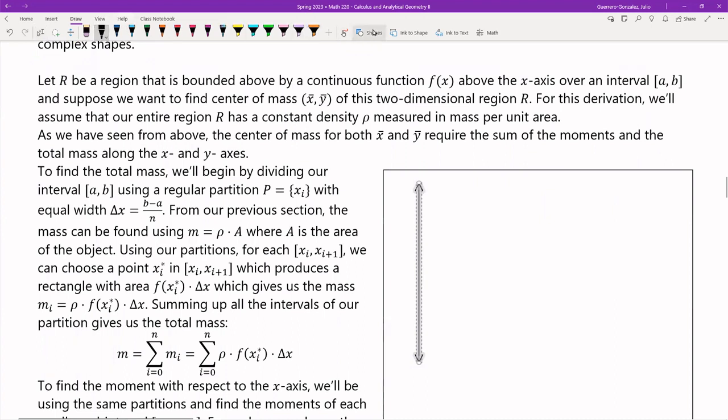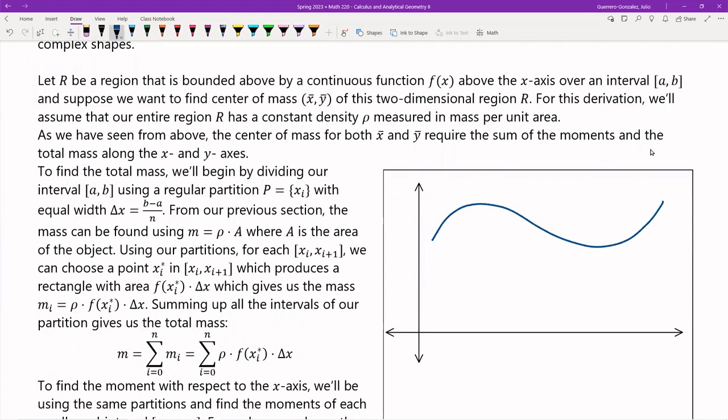These drawings are going to get pretty gnarly. So here's my x and y, okay? And I'm gonna just draw a function, my good old standard curvy curve. This is f of x, okay? So just like we did before, suppose that I want a region bounded above by a function f of x, above the x-axis, over an interval AB. So I'm going to draw my A and my B.